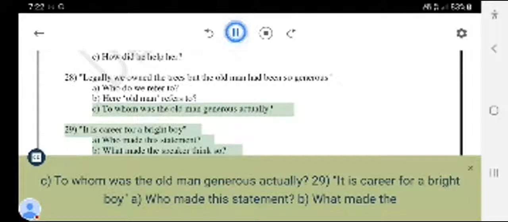29. It is a career for a bright boy. A. Who made this statement? B. What made the speaker think so? C. What does it refer to?